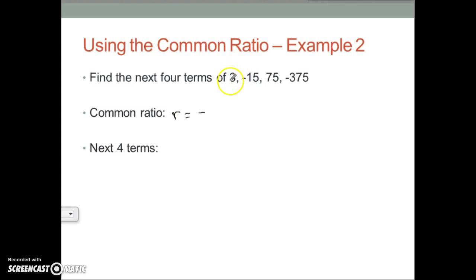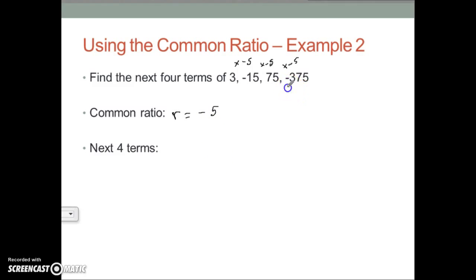So now looking at this, 3 times something to get to -15, well, I could multiply by a -5. But then check your other terms. -15 times a -5 also equals a positive 75. And 75 times a -5, you end up with -375. So the common ratio for this geometric sequence, we're multiplying by a -5.